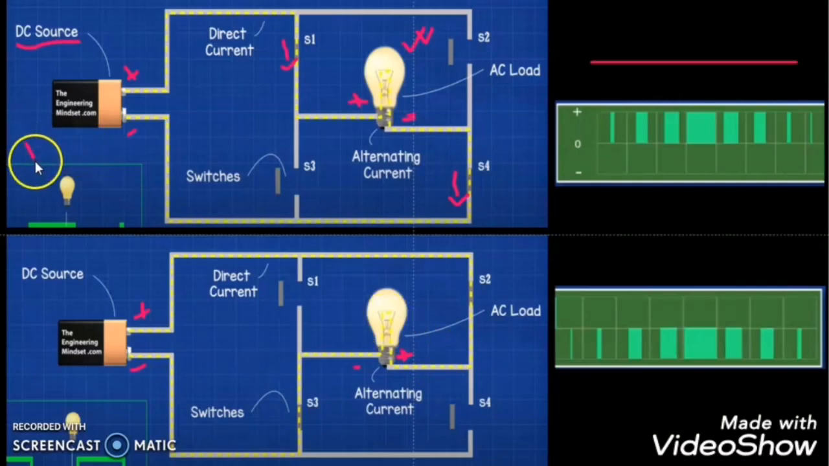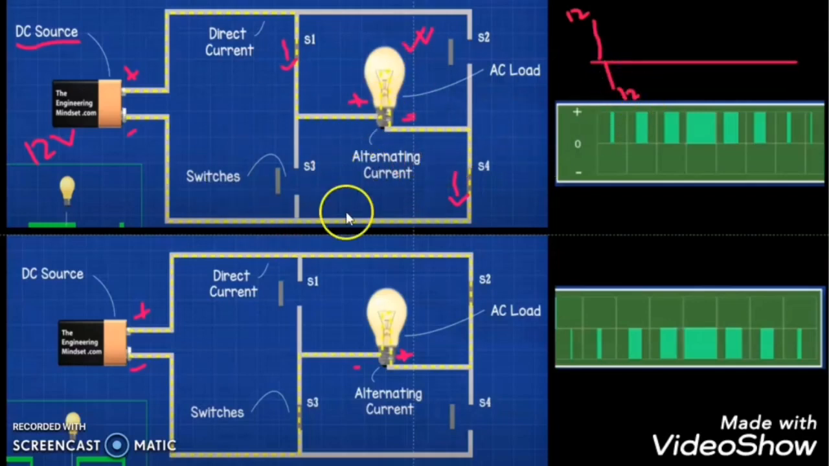Let us assume that this battery is a 12 volt battery and I'm keeping S1 and S4 switch on, S2 and S3 switch off. Then the voltage across this load will be 12 volt. Okay, but next time I am keeping S1 and S4 switch off and S2 and S3 switch on. Then again the voltage across the load will be 12 volt but in the opposite direction.